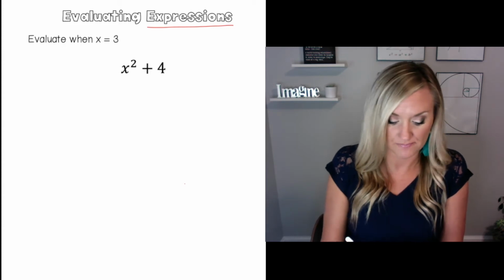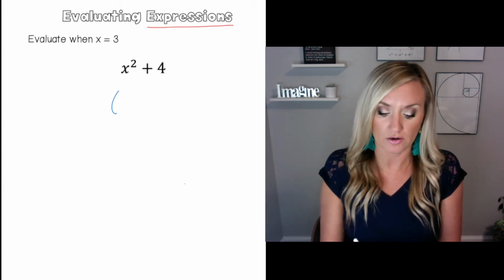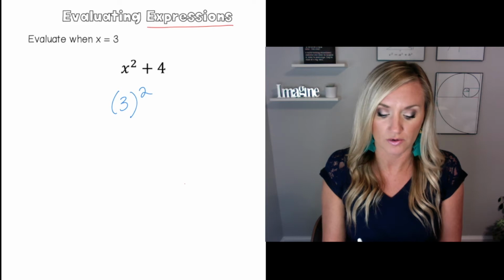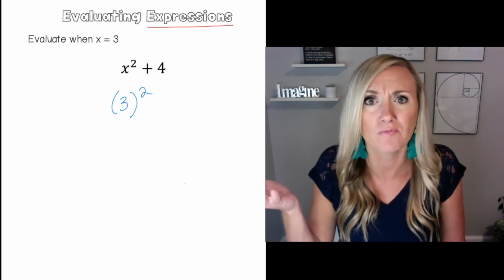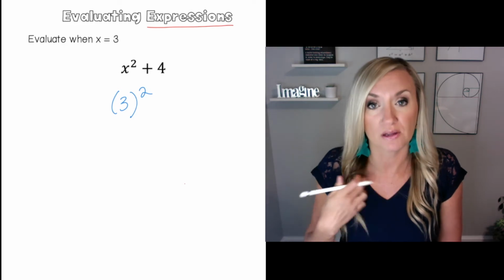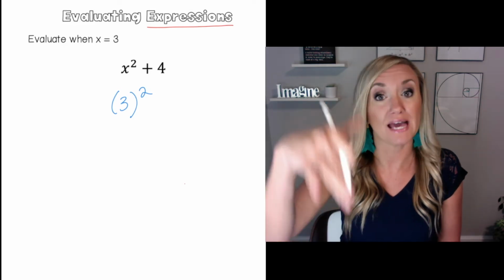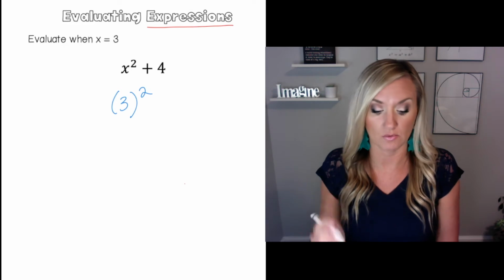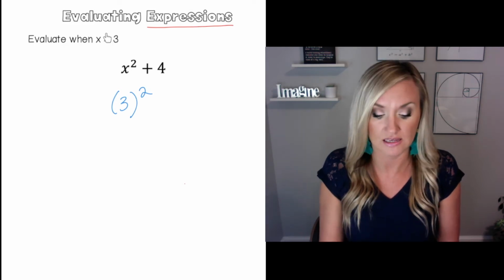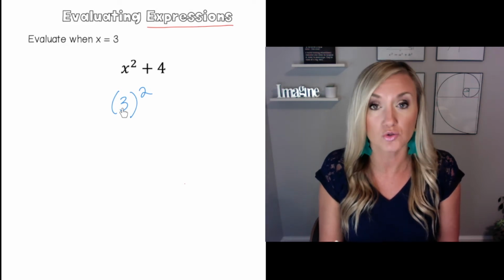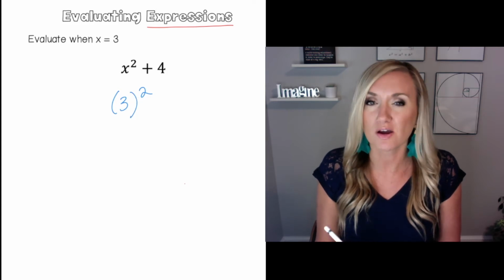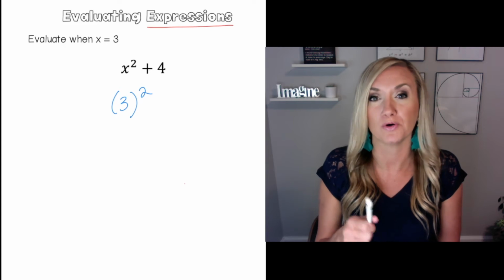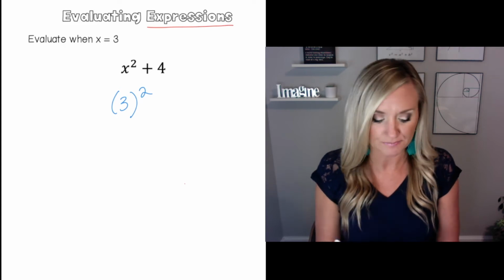Okay, let's do it. So instead of x squared, I'm going to write 3 squared. Now notice how I put parentheses around the 3. Where did they come from? Well, I always put parentheses around any time that you plug something in. Whenever you're evaluating, like taking this 3 and plugging it into the x, I always put parentheses around it. And we're going to talk more about how that is valuable so we don't mess up on negative signs.